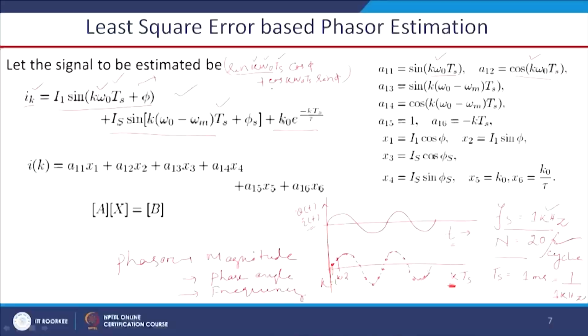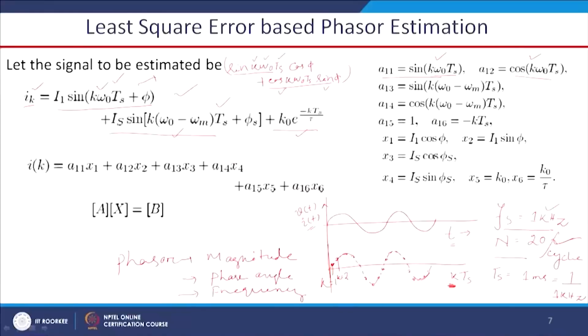Similarly, coming to the second term, cos(k ω0 Ts) is also known to us, but sin φ is not known to us. This is the second variable. Similarly, if you keep on decomposing, I am opening this particular term, and also this one. Finally, we will have 6 variables, 6 unknowns and 6 known quantities.